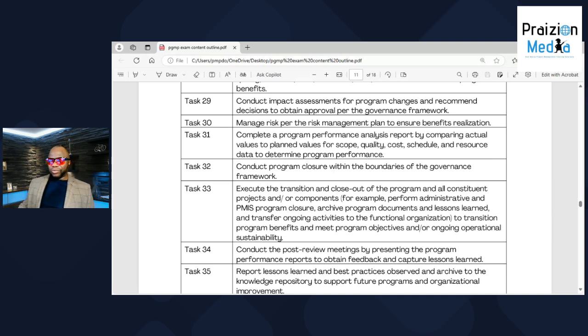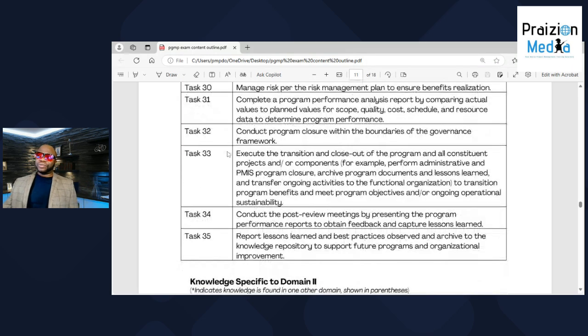Bear in mind, in the real world, a lot of other dimensions exist. So, health and safety dimensions exist, HSE, the environment, those metrics also exist. So, as you're getting ready for this exam, I want you to also remember the real world, that a lot of other dimensions could exist. Number 32, conduct program closure with the boundaries of the governance framework. Number 33, execute the transition and closeout of the program and all constituent projects.